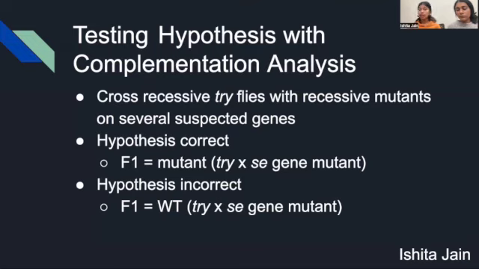How our results might have looked is that if the tri mutation and the mutation on a certain gene were on the same gene, then we would have had mutant offspring. Whereas if the mutation and the tri mutation were on different genes, then they would have wild type offspring. So based on which offspring were mutant and which were wild type, we could determine which gene tri was on.